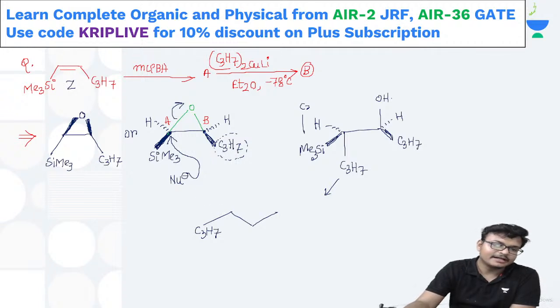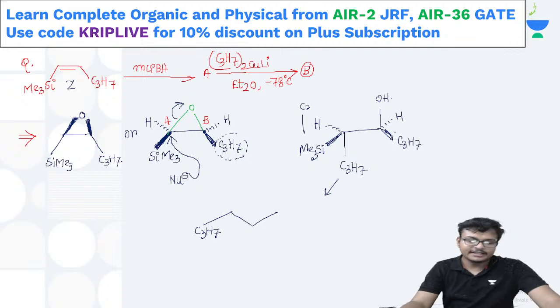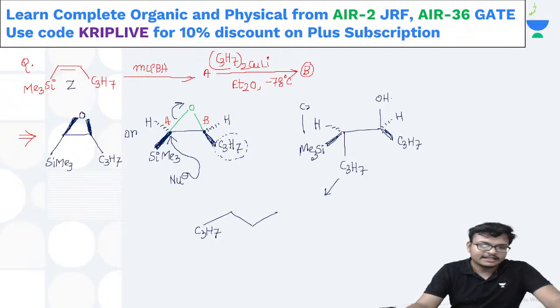Yes, the attack will not happen on the B side because if that is attacking, then both of the groups will be having the C3H7. So they will be creating the steric hindrance. They will be creating the steric hindrance. So that is the reason.